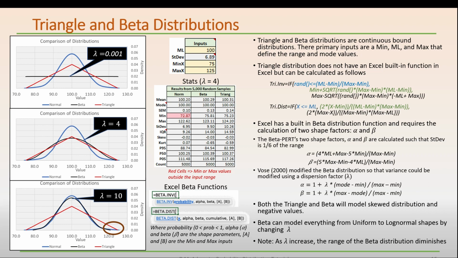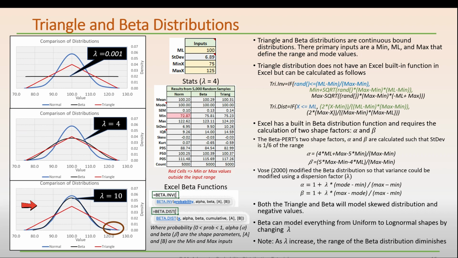Interpreters may not know what the dispersion or variance of the distribution is, so in addition to estimating the min, most likely, and max inputs, the dispersion factor lambda must be estimated as well. Two other advantages of the triangle and beta distributions, besides being bound, is that they can handle both skewed and negative values. And the beauty of the dispersion factor allows the beta distribution to model everything from uniform to log normal shapes. The effect of lambda, as demonstrated in the left-hand figure: uniform at 0.001, triangle at 4, and normal around 10.